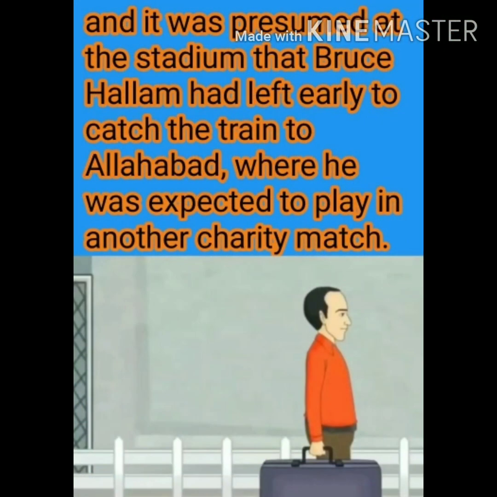And it was presumed at the stadium that Bruce Hallam had left early to catch the train to Allahabad, where he was expected to play in another charity match. The people at the stadium were thinking, why had Bruce Hallam left early? To catch the train to Allahabad. Why? Because he was expected to play in another charity match at Allahabad.